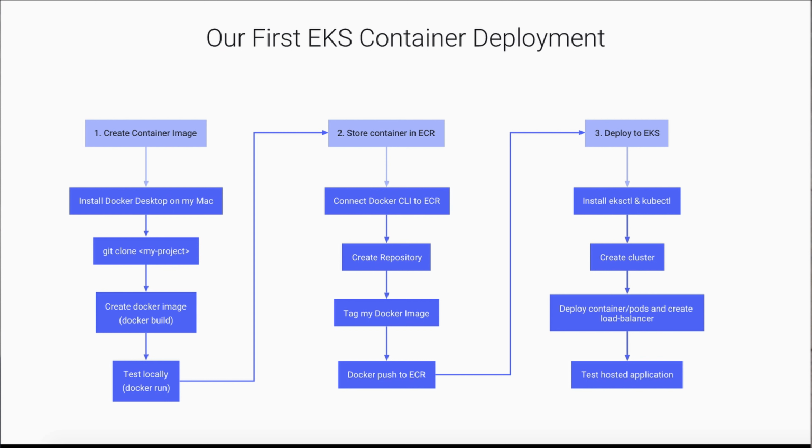Okay, we're going to store the container image in the registry. So it's kind of nice, you can connect the Docker CLI to connect automatically to ECR. So we'll do that and we'll create a repository so we have somewhere to put it, tag the image so that we can then push it to the registry.